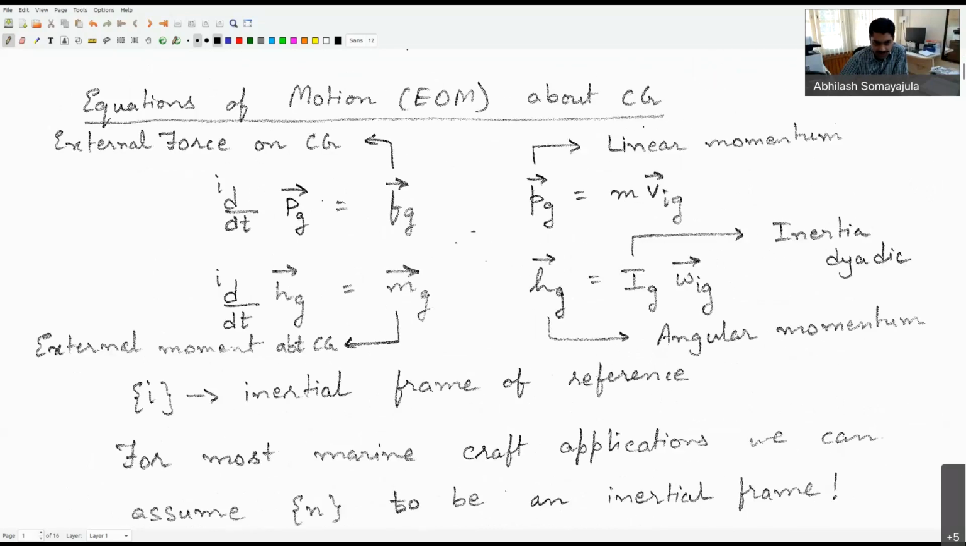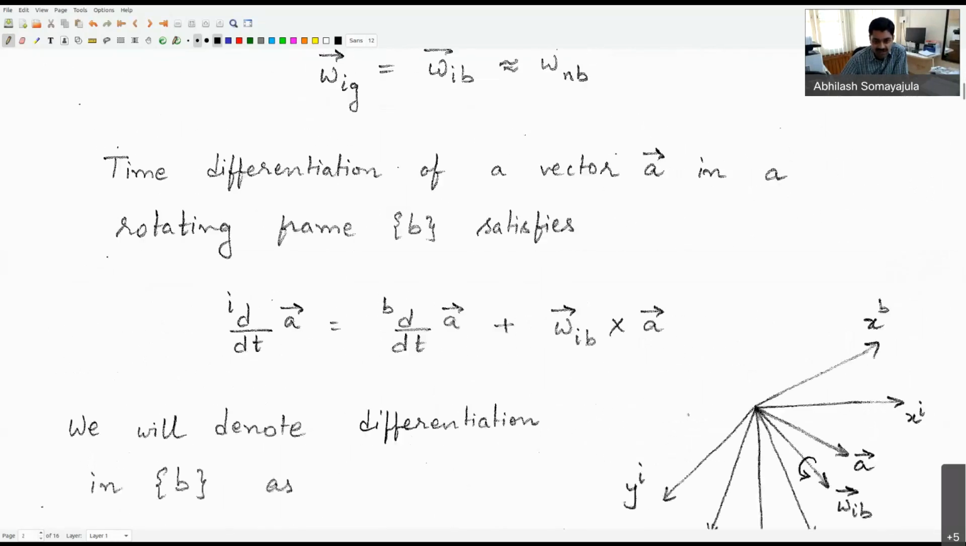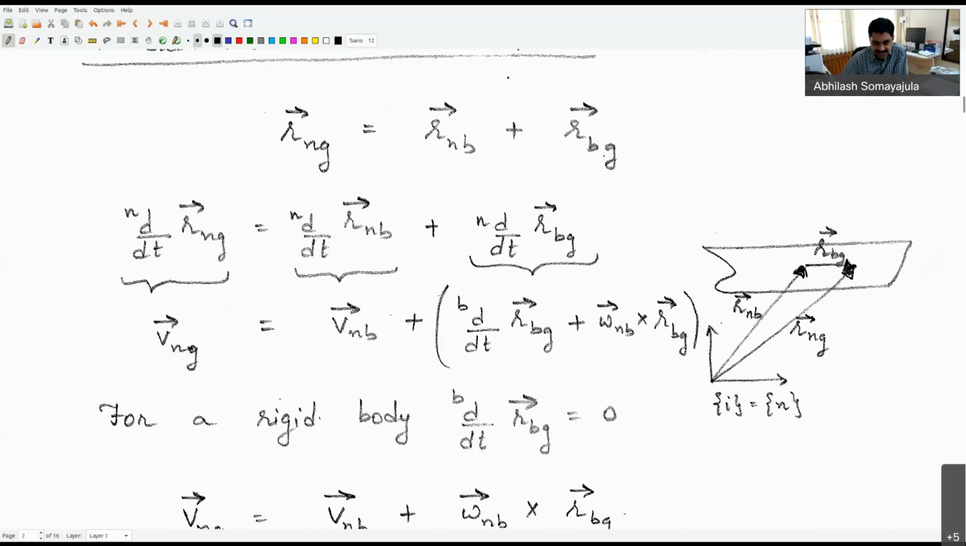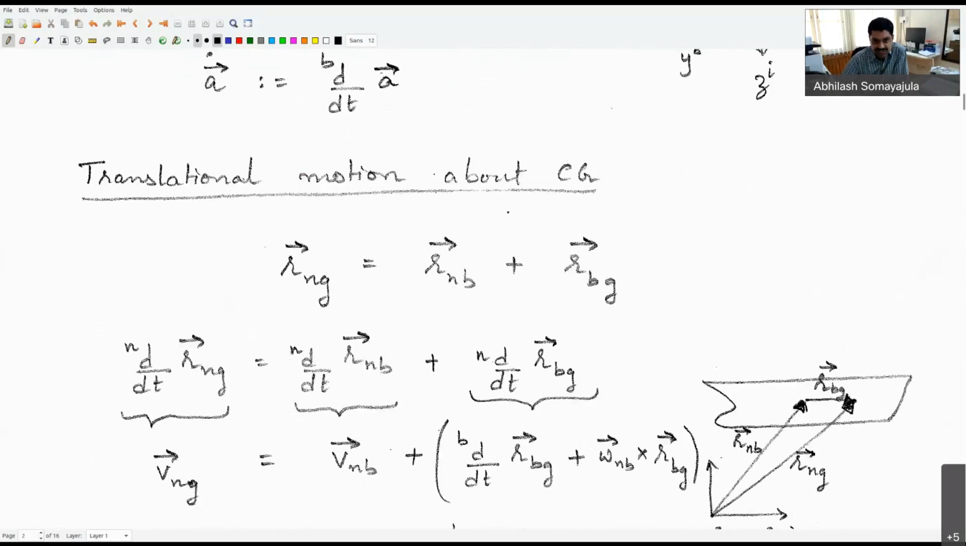So we started off with the application of conservation of linear momentum and conservation of angular momentum, and we introduced some concepts like free vectors, coordinate free vectors. But in essence we were able to derive the expression for the translational motion about the CG and the rotational motion about the center of gravity.